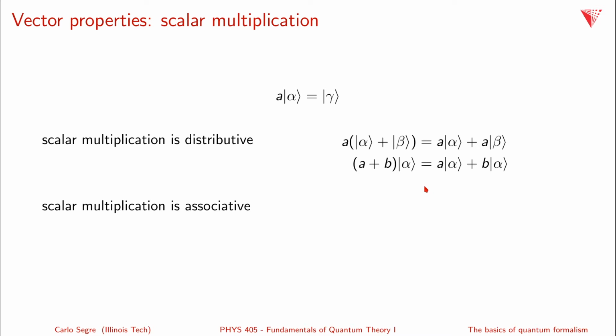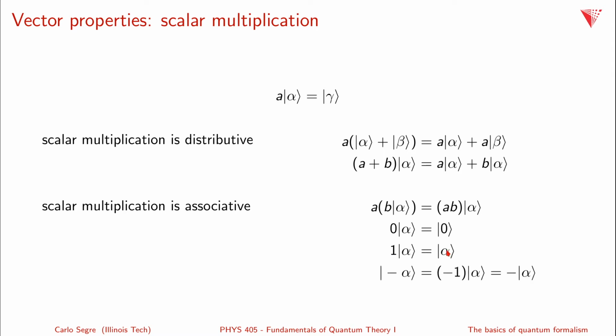Scalar multiplication is also associative. That is, if I take A times the quantity B times alpha, it's equal to A times B applied to alpha. And we get the null vector by multiplying times 0. And we have an identity when we multiply times 1. The constant 1 just gives you the vector back again. And finally, we can learn a little bit more about the inverse. The inverse of alpha, this minus alpha ket, is equal to minus 1 times alpha, or minus times the ket alpha.